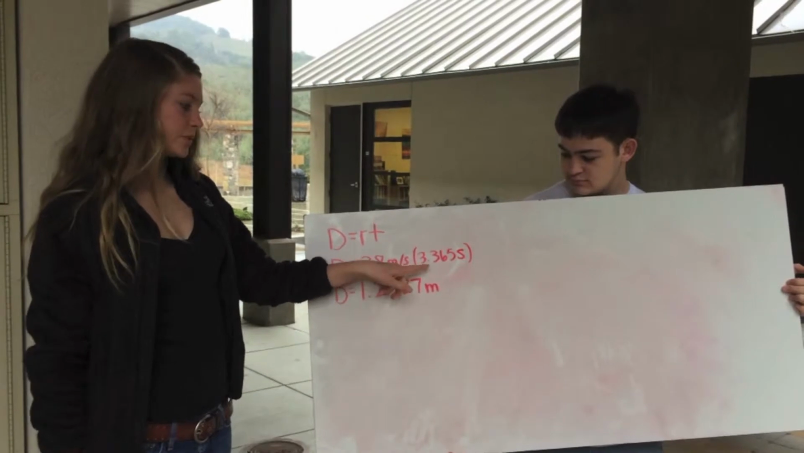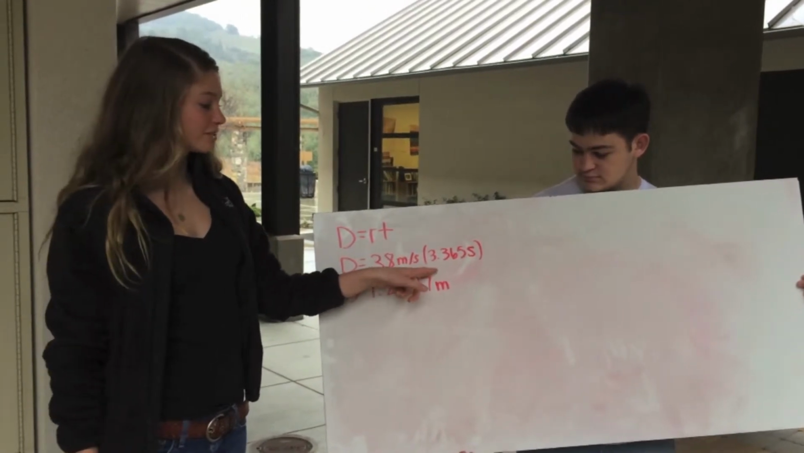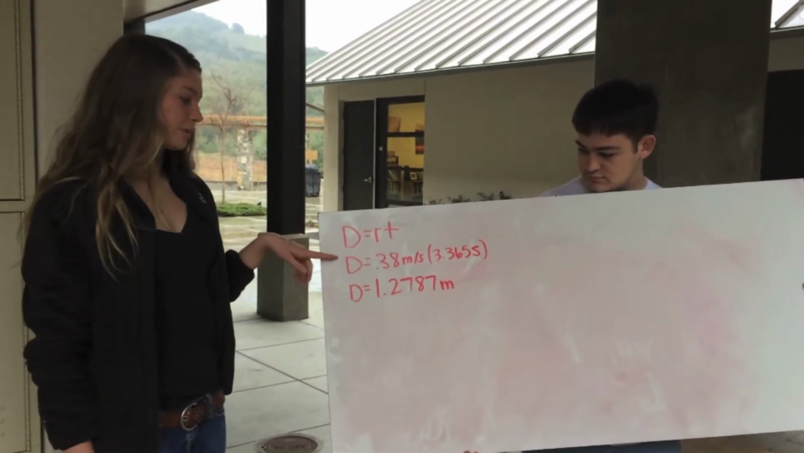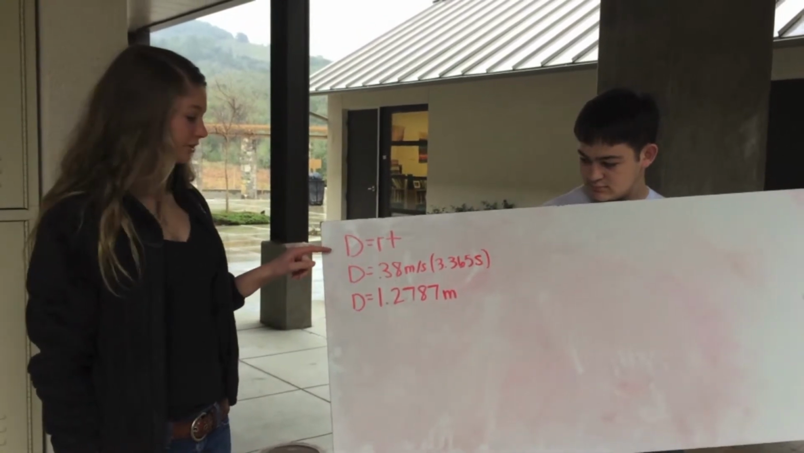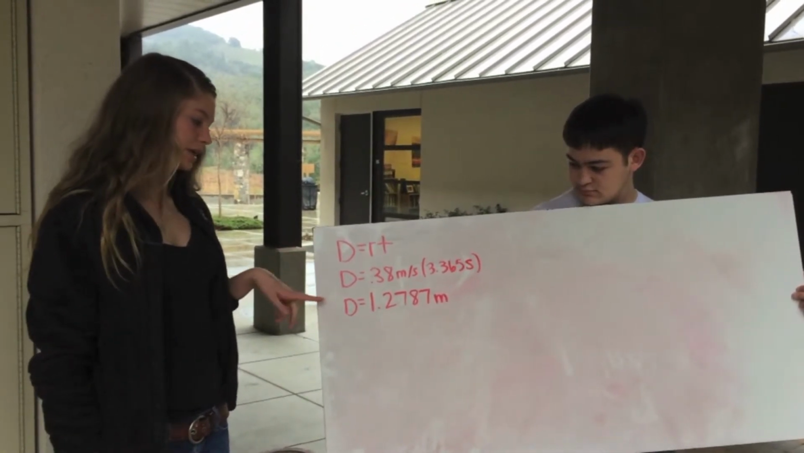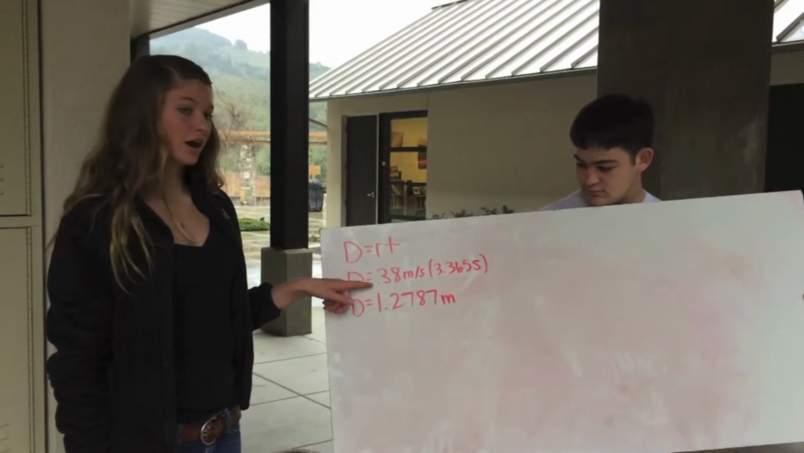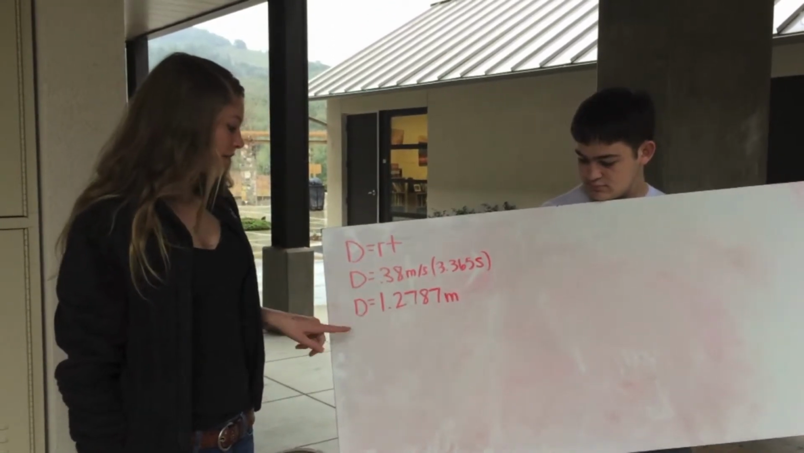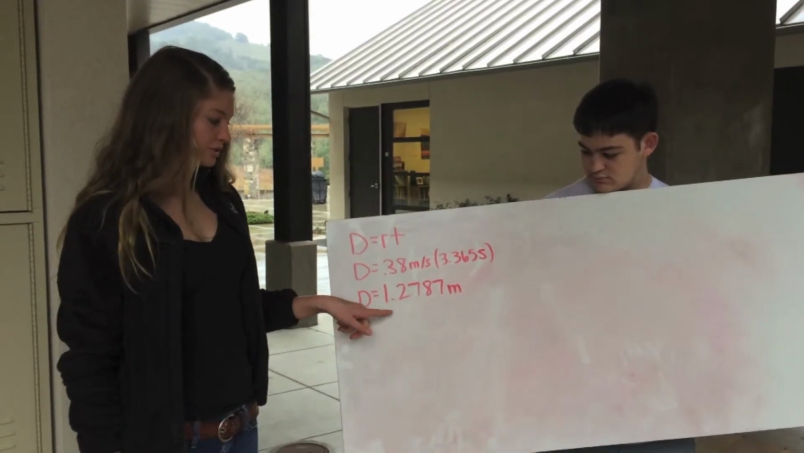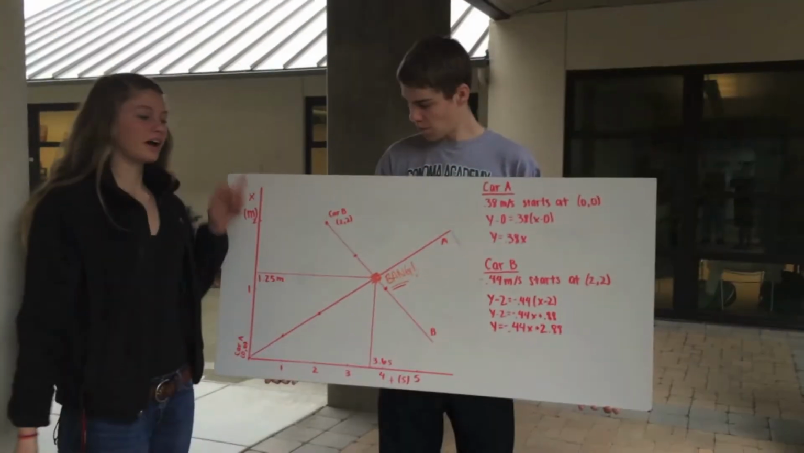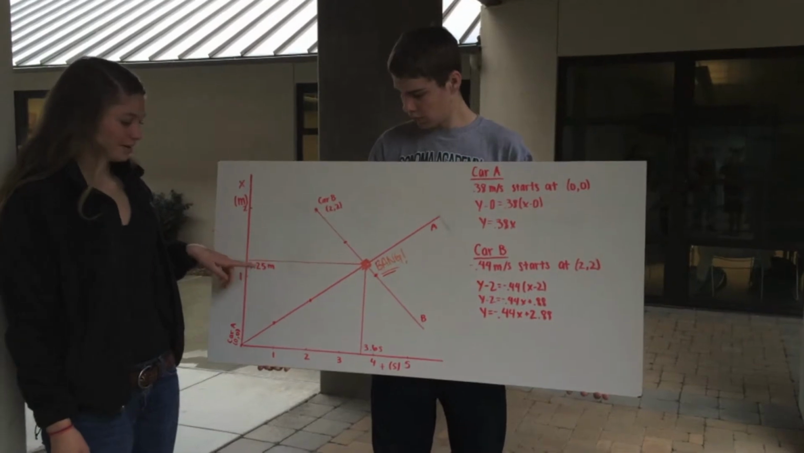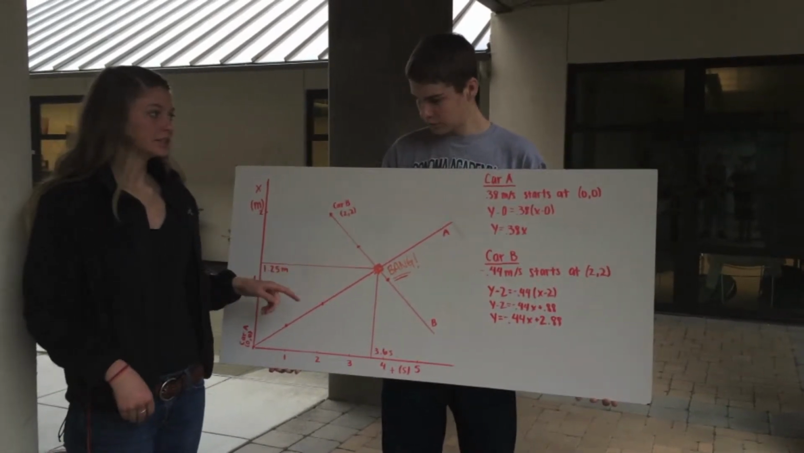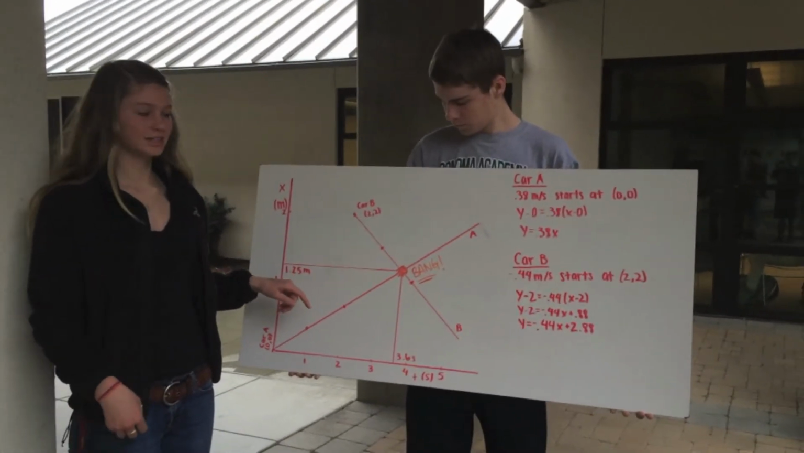Christian found that the cars were going to collide after 3.365 seconds, and so we used the formula distance equals rate times time to figure out at what distance they would hit. So we used the rate of car A, which is 0.38 meters per second, and multiplied that by the time, and we got 1.2787 meters.